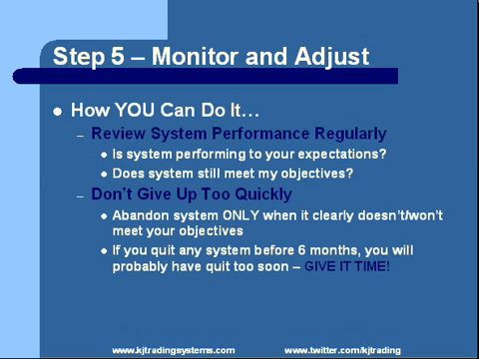So how can you do this? How can you monitor and adjust? The first step is just to review your performance regularly and see if it's meeting your expectations. Does it meet your objectives? And then the second part of that is don't give up too quickly. My rule of thumb is to put at least 6 months with any new system that I trade. Anything less and maybe random fluctuations will make a system appear bad. But over 6 months, you should get a good idea if a system is working or not.